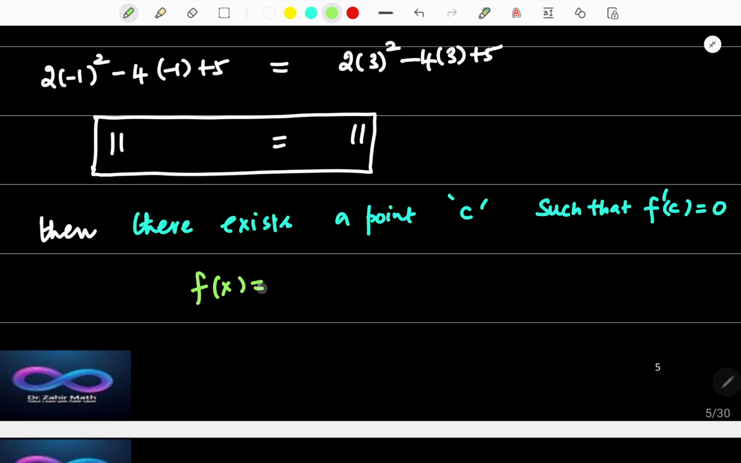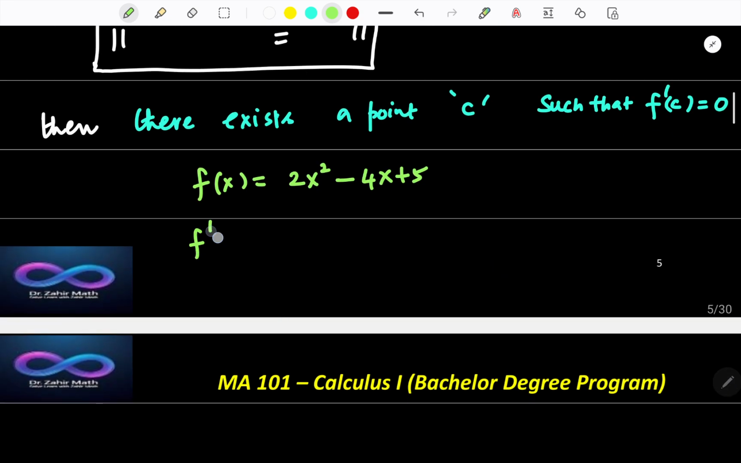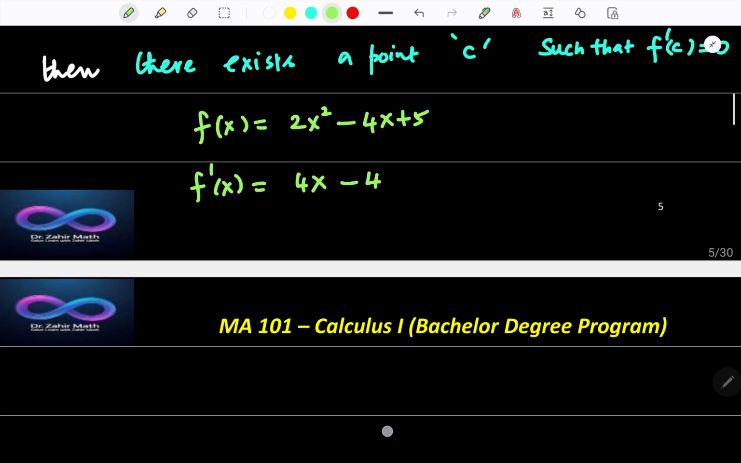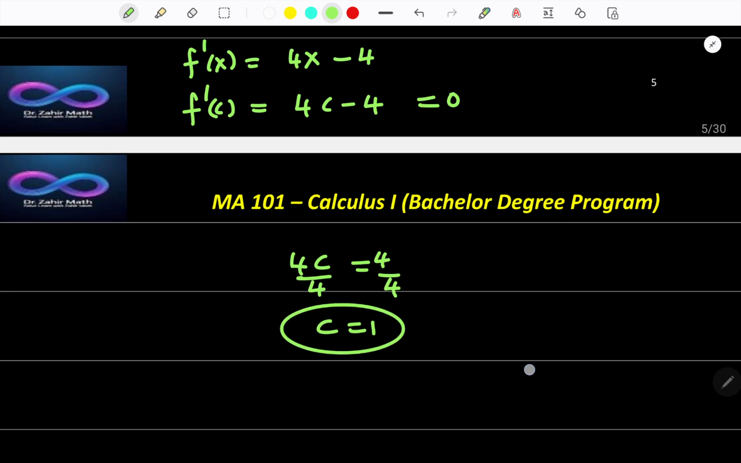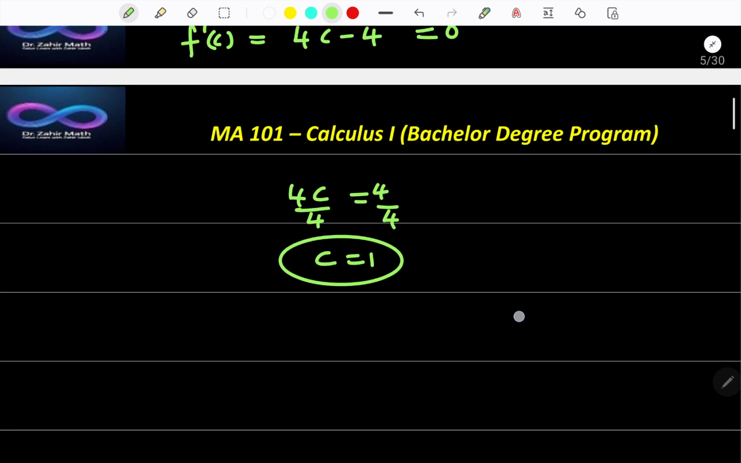So your f of x is what? f of x is 2x square minus 4x plus 5. You need f dash of x, which is 4x minus 4. Now we want to find f dash of c, which is 4c minus 4 equal to 0. So 4c is equal to 4. Divide by 4, so c is equal to 1, right?